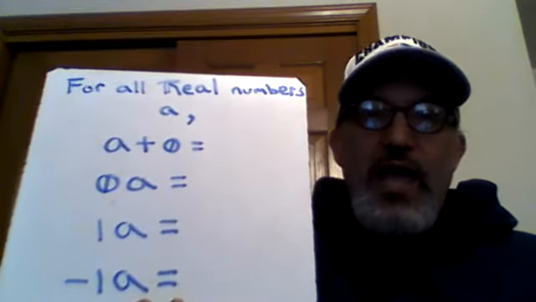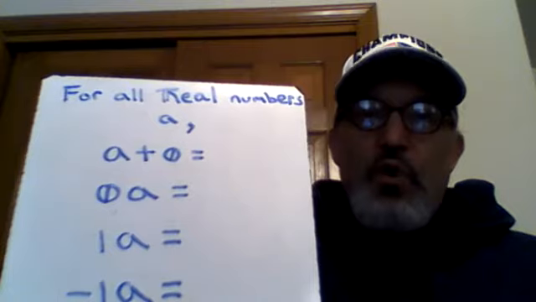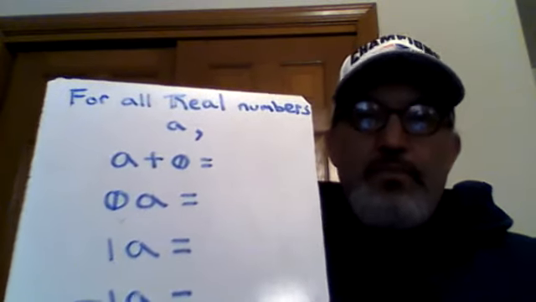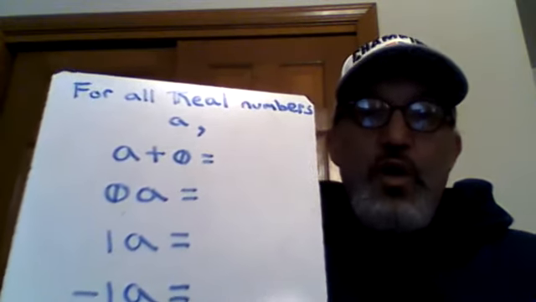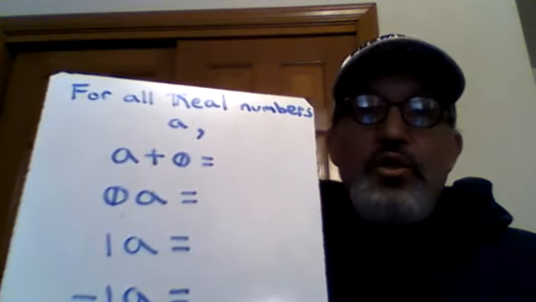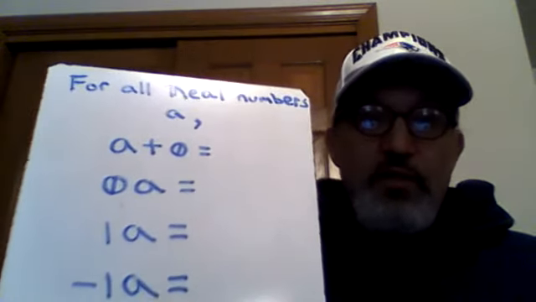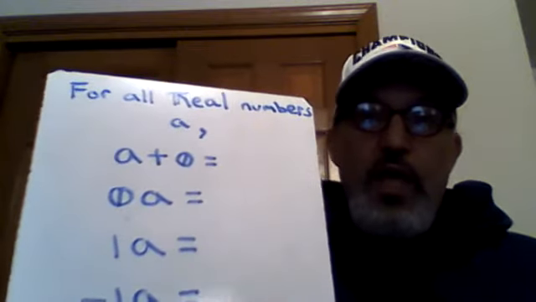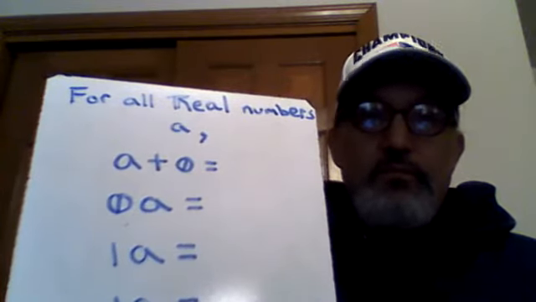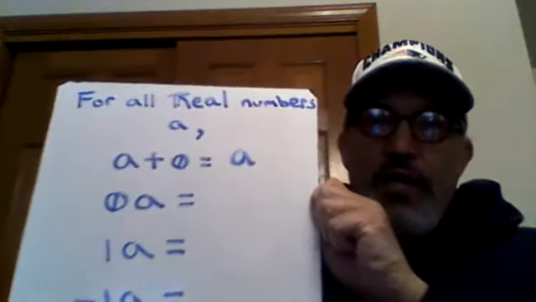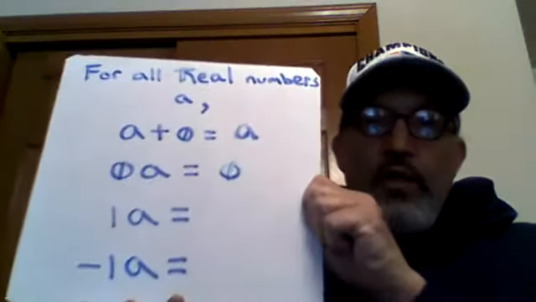We're going to say that A can be any real number. For all real numbers A, these first three you know. Very young children know them. It may not be presented to them this way, but you know what A plus 0 is. It's A. And you know what 0 times A is. It's 0. And you know what 1 times A is.